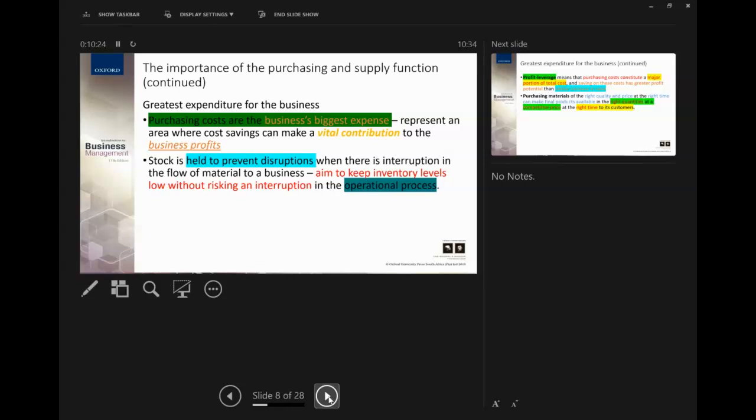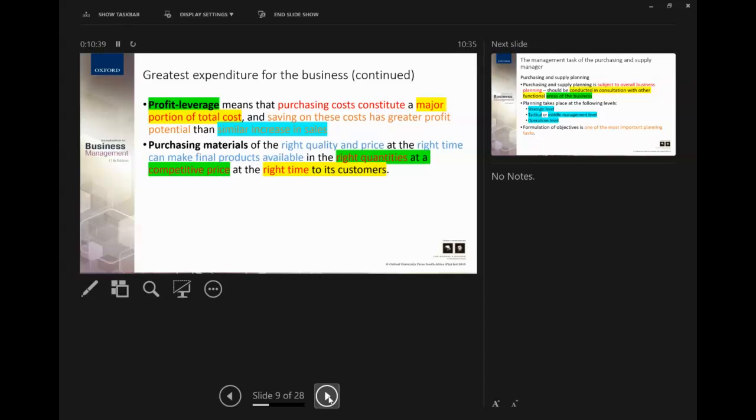Okay. Then here they're going on to say stock is held to prevent disruptions. Okay, this we all know. Aim to keep inventory levels low without risking an interruption in the operations process. So we're not strangers to that. Oh, this is the point that I was trying to speak to. Maybe let's see if it makes more sense after reading it from the slides here.